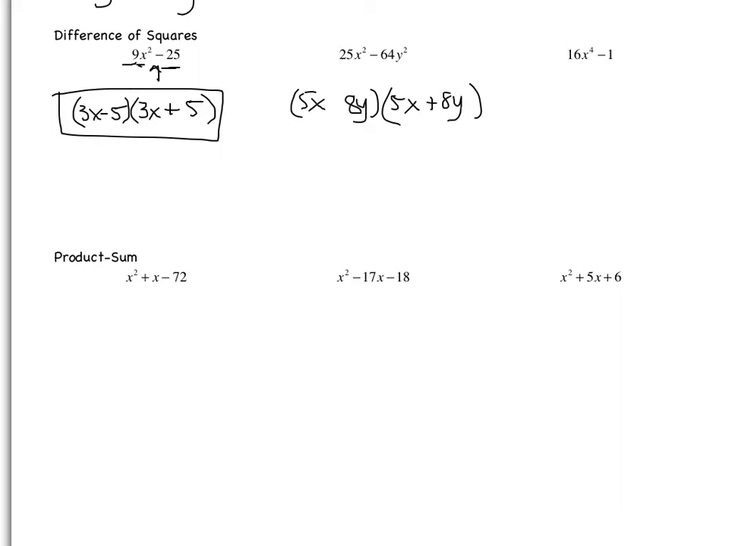And then I get 1 addition, 1 subtraction. You can flip the order of those. That's fine, doesn't matter. But you do need 1 positive and 1 negative. And again, this only works for the difference of squares.